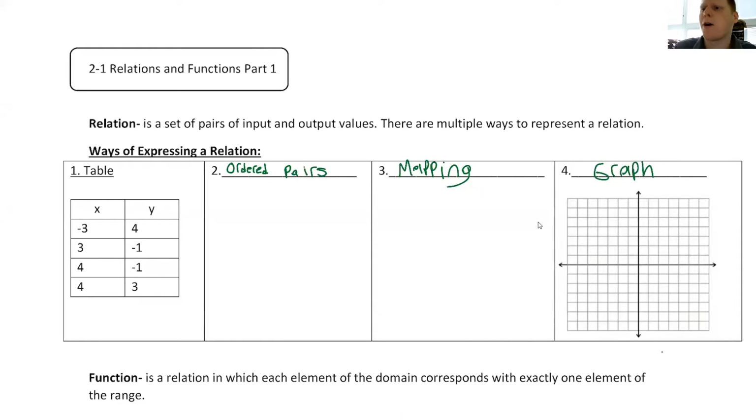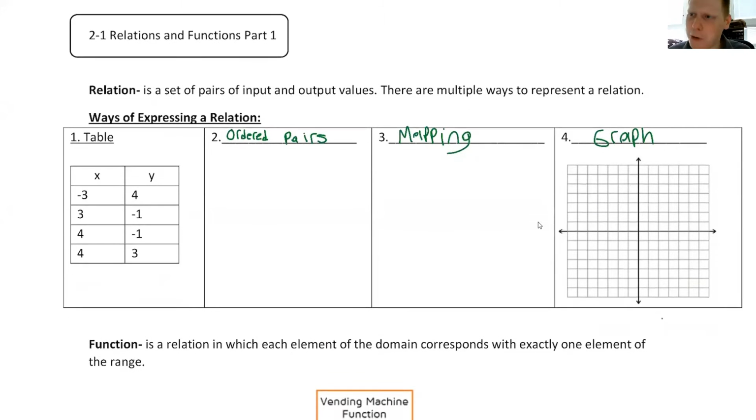You probably have talked about relations and functions in Algebra 1, but I'm sure it's a little bit fuzzy given how the last year of school has been, and it's been a while since you've been in Algebra 1 anyways. So a relation in terms of a math class is a set of pairs of input and output values, and there's different ways you can write it. You've probably seen these throughout your mathematical career or your courses you've taken.